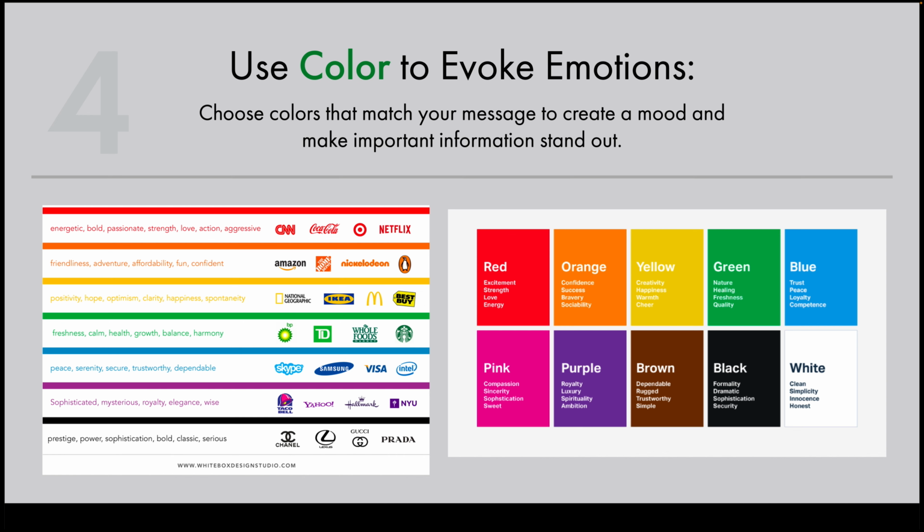For example, red can evoke things like excitement, energy, strength, love. Orange can evoke things like confidence, success, and so on. There are links in the description that will lead you to some of this information, but a simple Google search such as the psychology of color can lead you in the right direction.